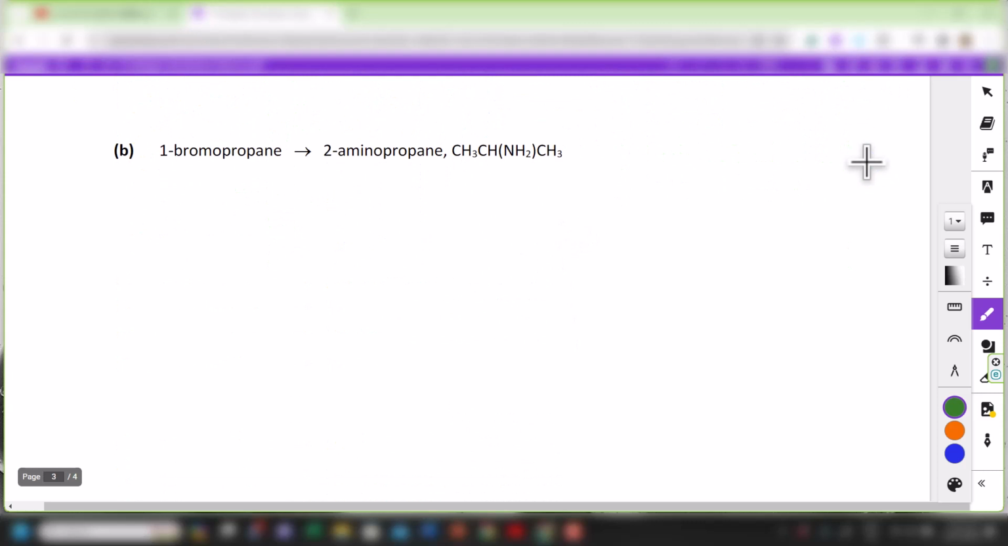Part B, if you look at the whole setup, I have 1-bromopropane. So this is 1-bromopropane. Eventually I'm going to end up with 2-aminopropane. So now the second position has the NH2. If I number the carbons, 1, 2, 3. If I go this way, it seems that I need to create an electron deficient center at the second carbon rather than the first carbon.